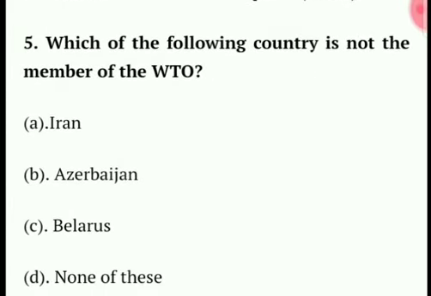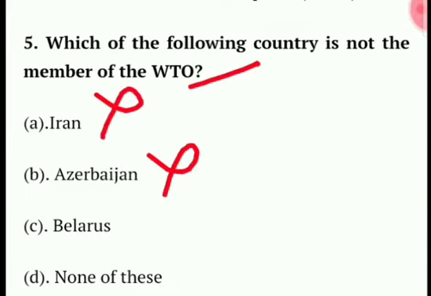The next question is: which of the following countries is not a member of WTO? WTO में कौन सा member नहीं है? Which of the following countries is not a member of WTO? Neither Iran nor Azerbaijan and not even Belarus. So these countries are not members of WTO. So the answer would be none of these.